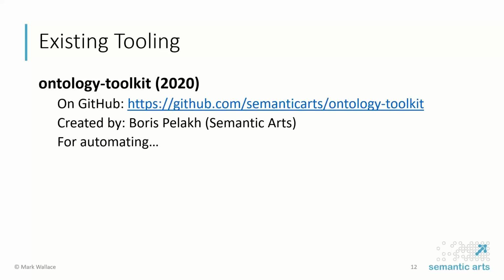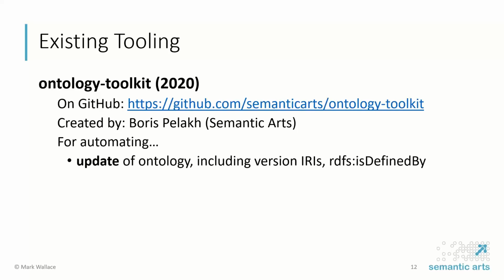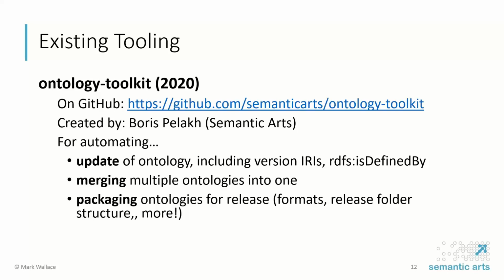It is growing all the time in its functionality, but it's good for automating the update of ontology version numbers, automatically putting in rdfs:isDefinedBy, instead of trying to do that tediously by yourself. Merging multiple ontologies into one, which up until about 9.3, we were maintaining between 16 and 19 files, and we wanted to distribute it sometimes as a single file. Other packaging, like packaging ontologies for releases.